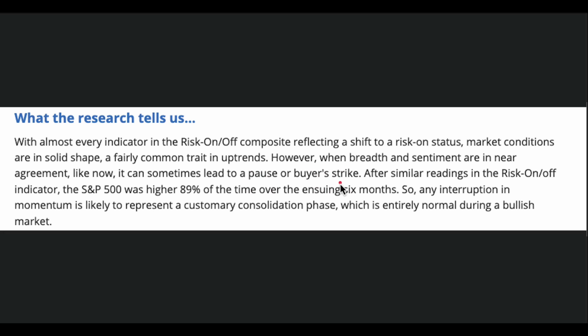What's interesting about this too, we just went through a period where we were looking at smart money, dumb money, and we were saying, look at how they're in agreement. Look at how they're in alignment. Look how rare this is. And that's somewhat reflective in this risk on, risk off indicator where all these other oscillators and indicators are firing on the same levels. Hopefully you can see how this all ties together. The S&P was 89% higher in 6 months. So any interruption in momentum is likely to represent a customary consolidation phase.